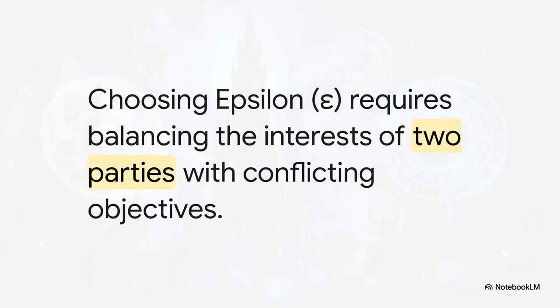So when you put these two ideas together, the worst-case risk and the economic bargain, you start to see that setting this privacy power dial isn't really about the math at all. It's about deciding, as a society, what kind of balance we want to strike.